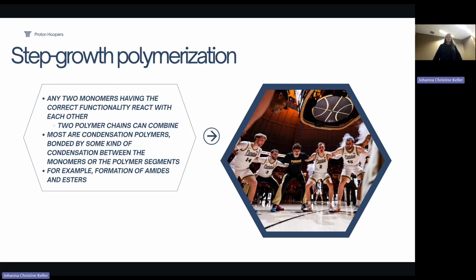Next, we're going to look at step growth polymerization, which differs from chain growth in that it consists of two different monomers instead of just the one. Any two monomers with the right functionality can react with each other. Most polymers formed by step growth are condensation reactions, following the loss of a small molecule, often water. Common step growth polymer condensations include forming amides and esters.